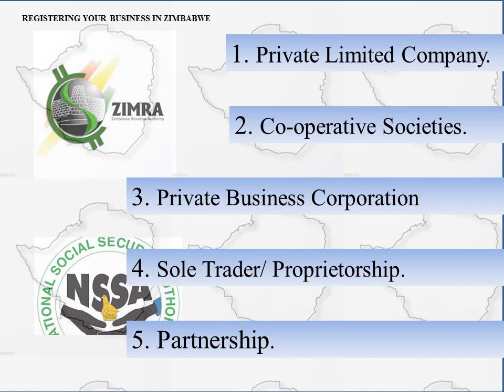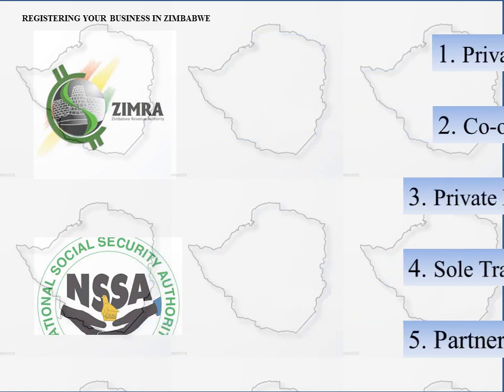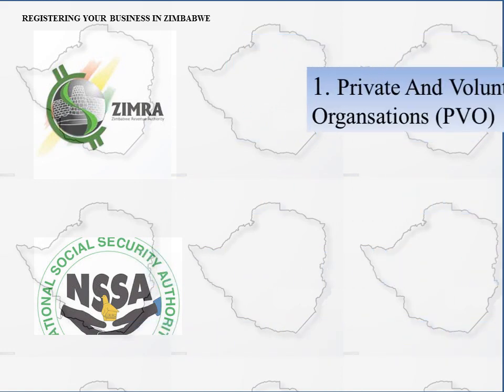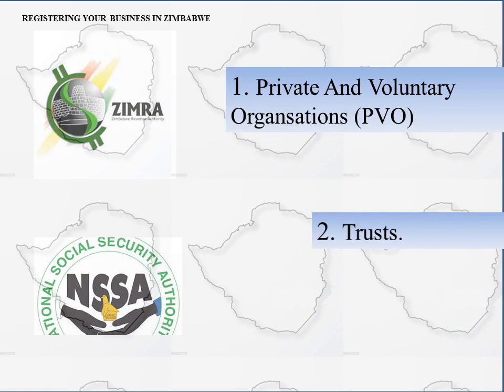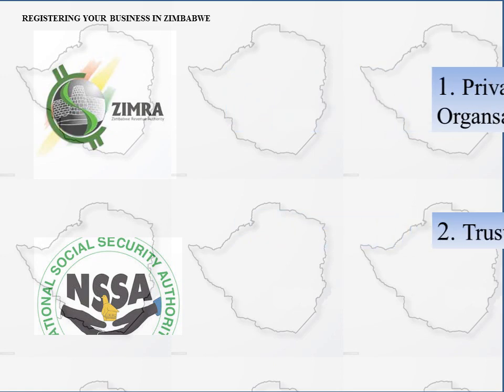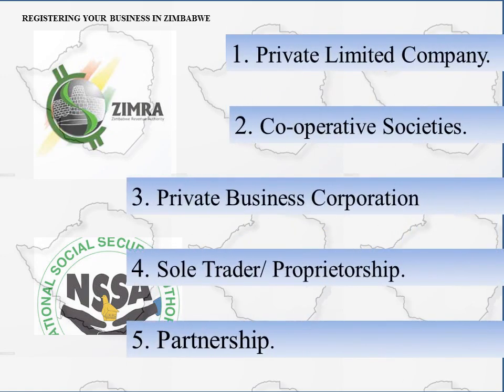We also have other entities that do not necessarily fall into the profit-making sense of a business, but however produce income that are registered as taxpayers or employers. However, for the purpose of this episode, we will only focus on the profit-making entities. So, to recap, the types of entities one could register their business as are 1, a private limited company, 2, a cooperative society, 3, a private business corporation, 4, a sole trader, 5, a partnership.